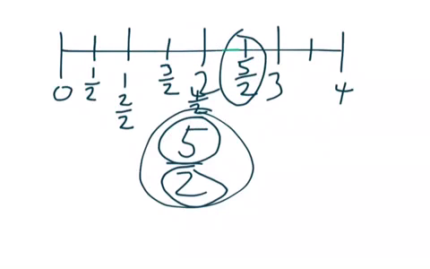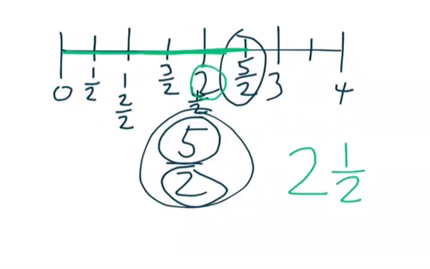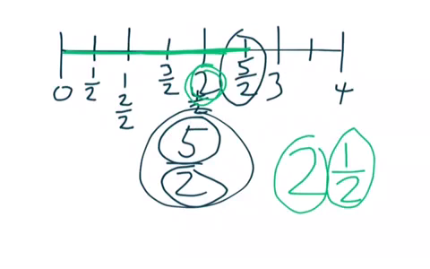So this section right here is 5 halves, which means our whole number is a 2, and this is half of the next distance. So we had 2 wholes, as you can see here, and we went another half. So 2 1/2. I'll do one more.